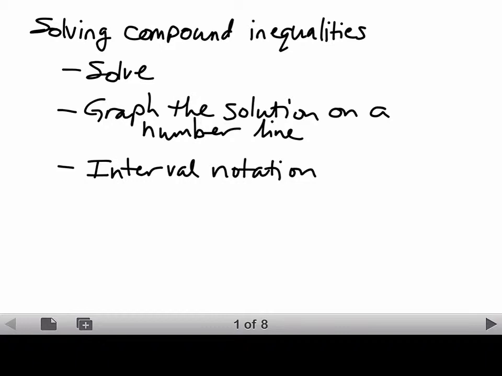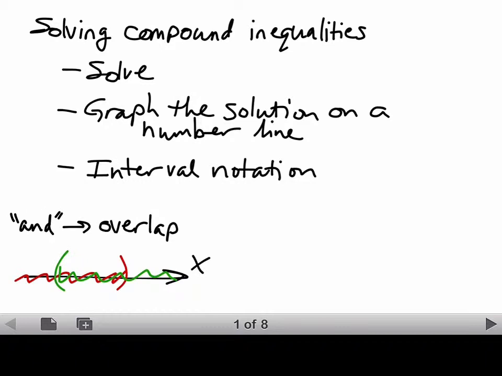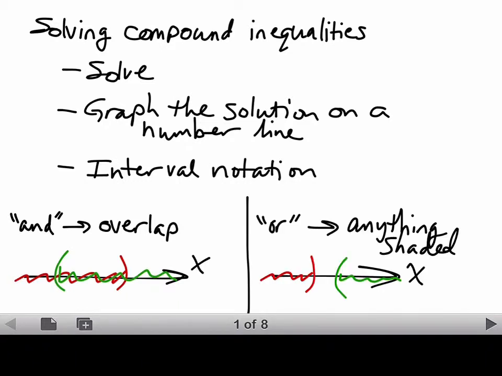Now, an inequality with the word "and" will indicate the overlapped portion that is shaded. An inequality with the word "or" means anything that's shaded at all. For the overlap portion, it's both red and green, and we're only talking about the portion that's in between the two parentheses. That's where the overlap is. In the case of "or," we mean to say either the red portion or the green portion that's shaded.